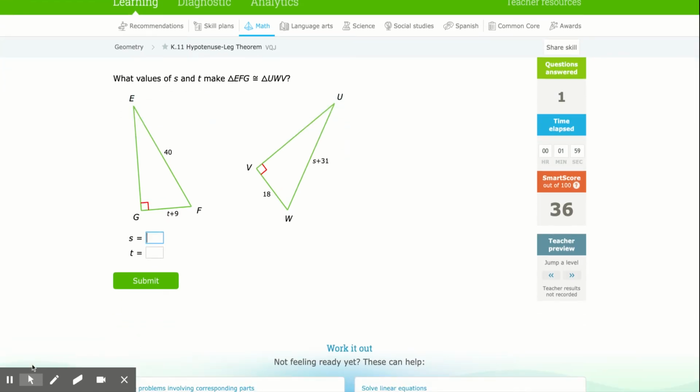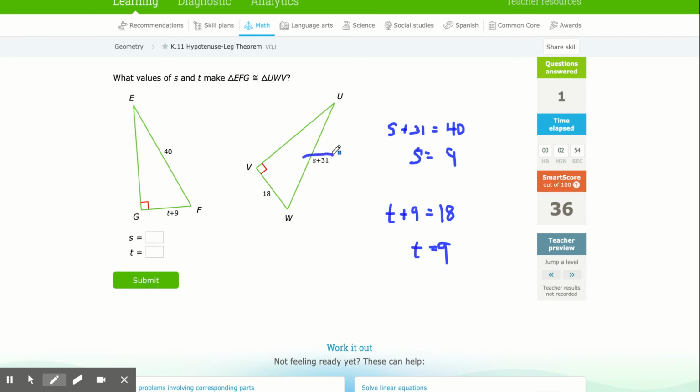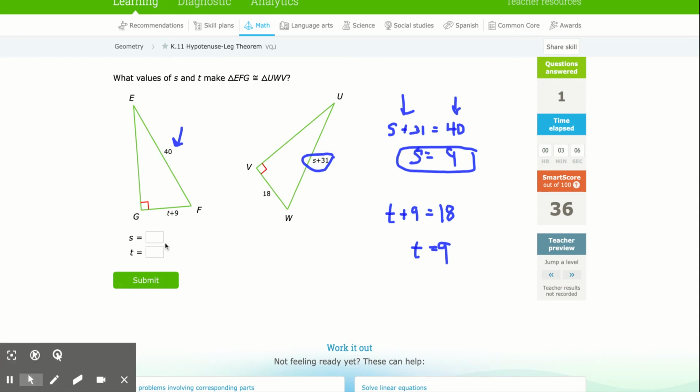So like this one here, we don't have a single 40 equaling S. It's S plus 31 equals 40. So I'm going to write that equation down. Here, I've taken this S plus 31, which is right here, and I set it equal to 40, and then I solve for S, so S equals 9. So I found my S value, and I can type that in. S is 9.